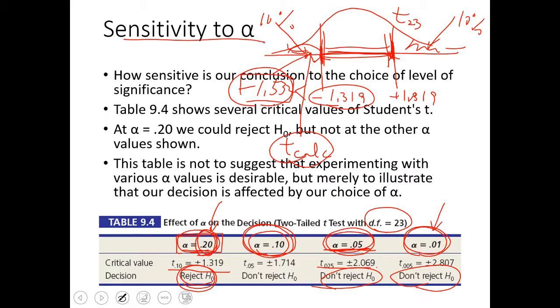So that is the sensitivity to alpha. Be careful. If the level of significance is 20%, then we reject the null hypothesis. But if the level of significance is 10%, then we do not reject the null hypothesis. At 5%, don't reject. At 1%, don't reject. But if the significance level is high, then we have to reject the null hypothesis.